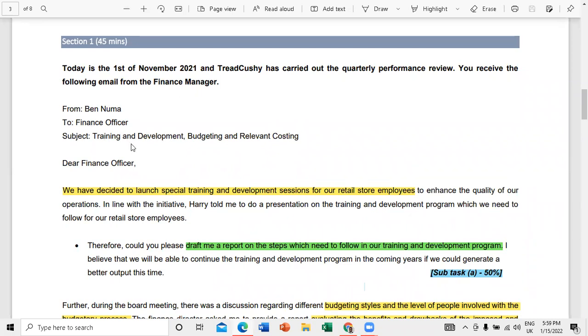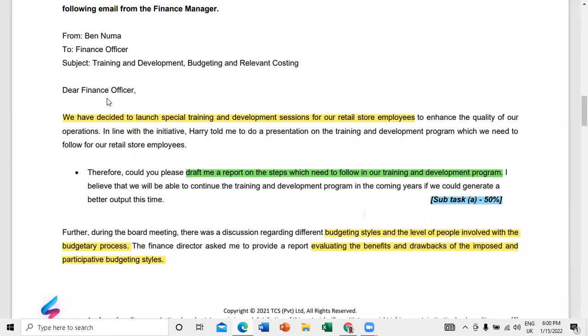So the subject is about training and development, budgeting, and relevant costing. So the finance manager is telling you that the company has decided to launch a special training and development session for our retail store employees. Okay, so the company is going to invest their time and effort on training and development. So you are supposed to draft a report on the steps which we need to follow in our training and development program. So you need to highlight the steps in a training and development program.